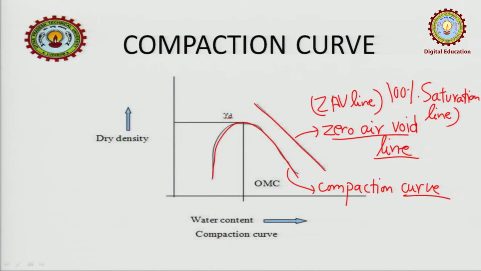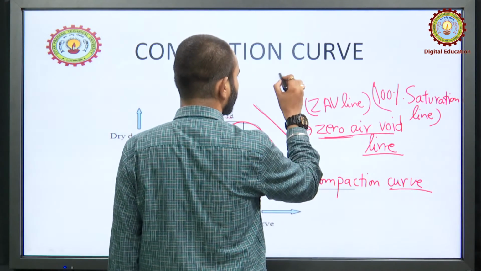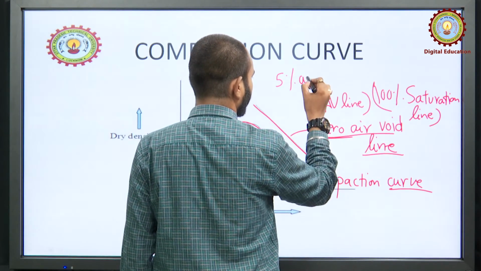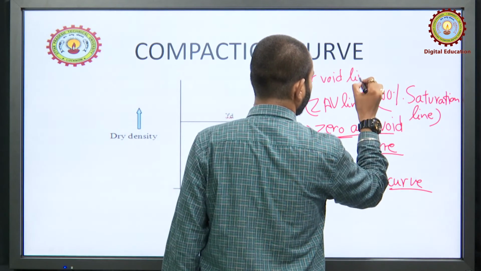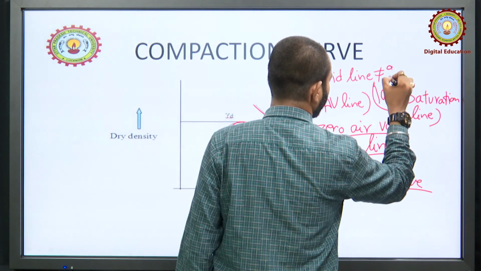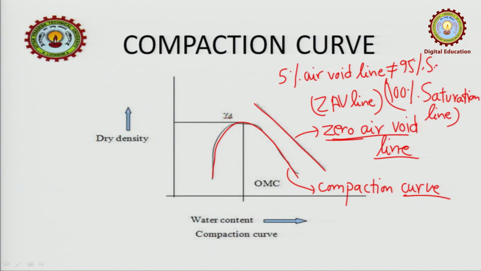100% saturation line. This is always equal to the 100% saturation line. But remember, it doesn't mean that if the zero air void line is equal to 100% saturation, then the 5% air void line is equal to 95% saturation. The 5% air void line is never equal to the 95% saturation line. Only the zero air void and 100% saturation lines are equal.